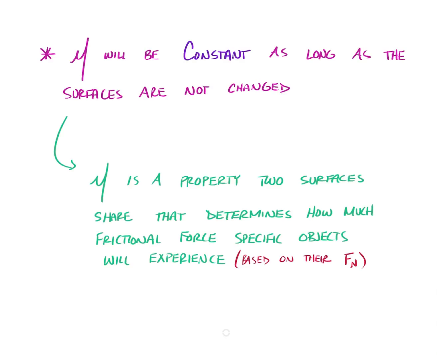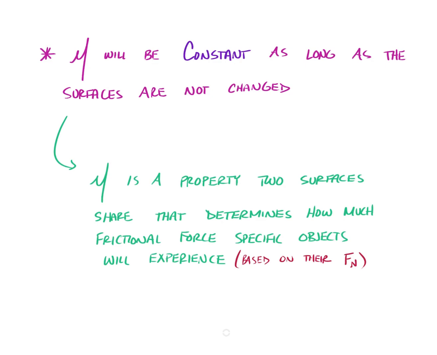So just to round this out, I could re-summarize in a non-technical way that the coefficient of friction, mu, will be constant as long as the surfaces are not changed. If you don't change those surfaces, you might get a different force of friction if you have a different normal force, a heavier object, but you will not change that coefficient unless you literally change the surface.